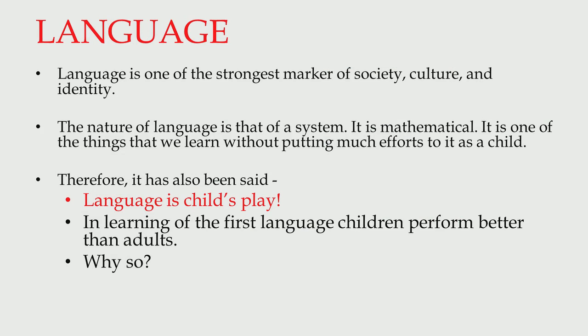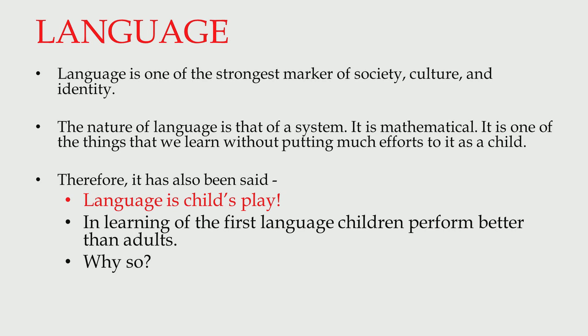Language happens to be one of the strongest markers of our society, culture, and our identity. We know this. This has a role in language learning as well. This is an external part of language, but undoubtedly it has a role in language learning. We'll see how this plays a role in learning of a language. The nature of language is that of a system because the rules are highly mathematical in nature.